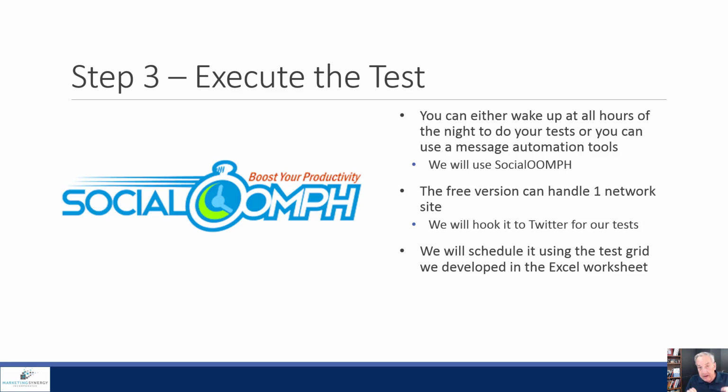We're now to step 3, executing the test. And we have basically two options. One is we can stay up all night because we're doing this over 24 hours and execute these tests every 6 hours. It's really tiring, I would think, to do that. A better way is we can use a social automation tool to allow us to just pre-schedule what we want to do. And the tool we're going to use is called Social Oomph.